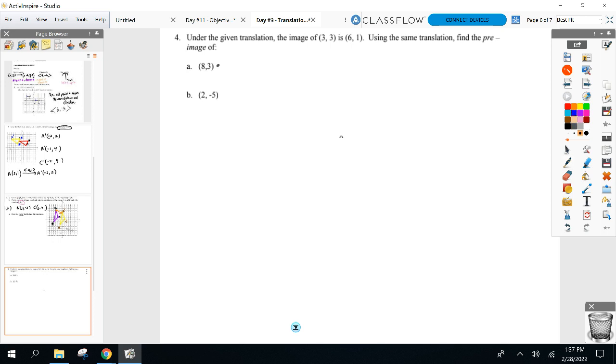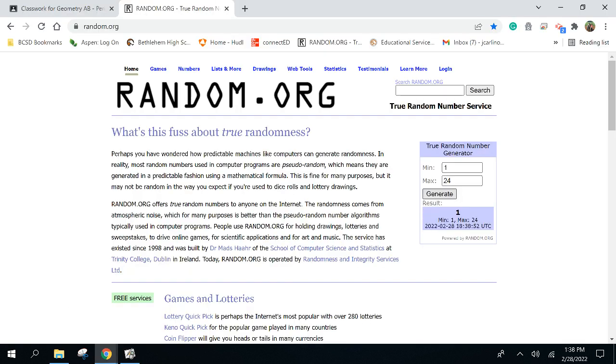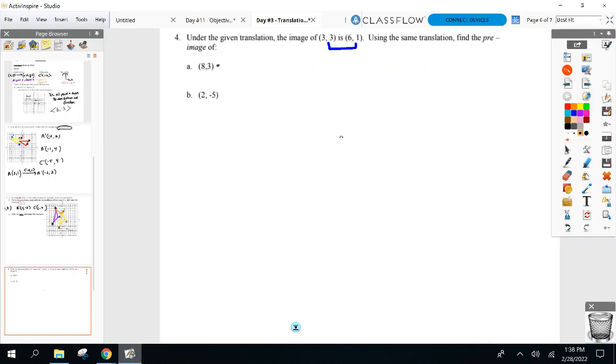Before I let you try this on your own or in your groups, what was the rule? If I went from 3, 3 to 6, 1, what was my rule? From 3 to 6, what did I move? 3, -2. Good. 3, -2 is my rule, no matter how I write it. So I started on this mystery point, went right 3, down 2, and I ended up at 8, 3.